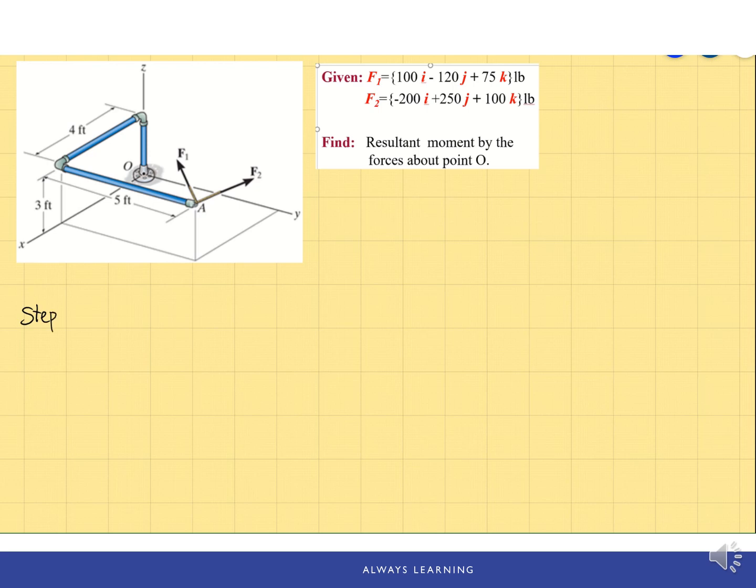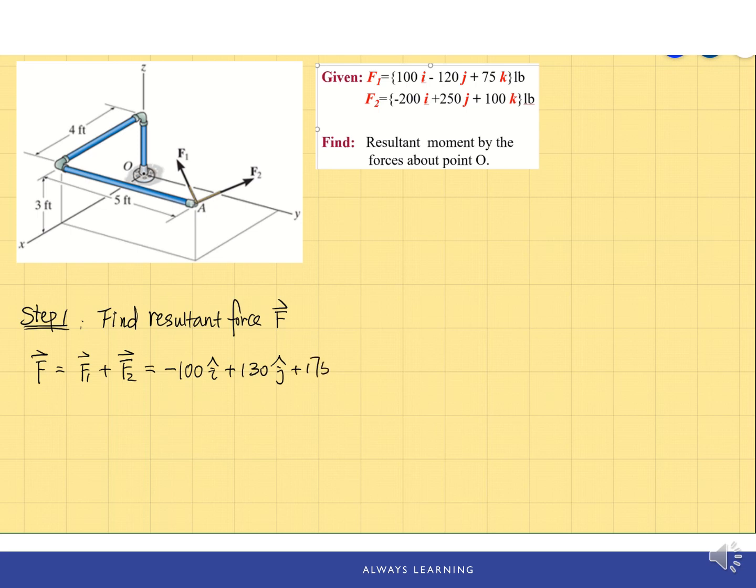Step 1, find resultant force F. We're going to just perform the vector addition, F equal to F1 plus F2. So we'll add the corresponding components. So the I component or X component is negative 100 I hat plus 130 J hat plus 175 K hat, in the unit of pound force.